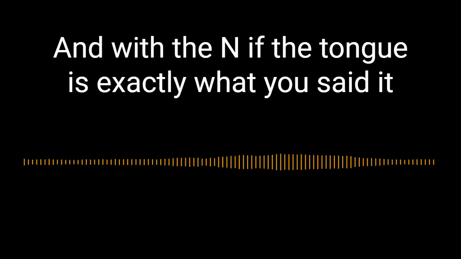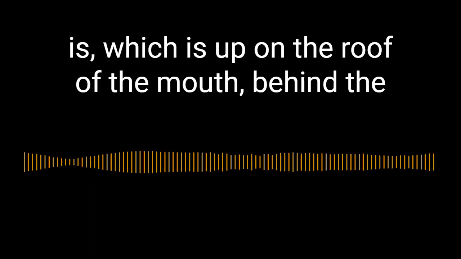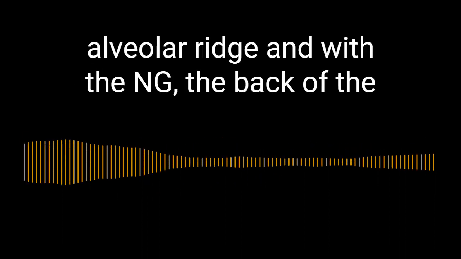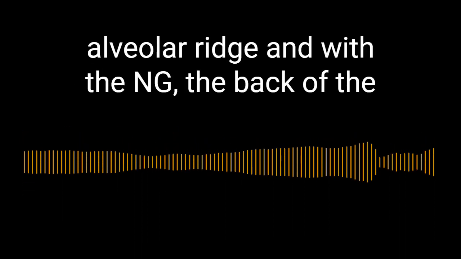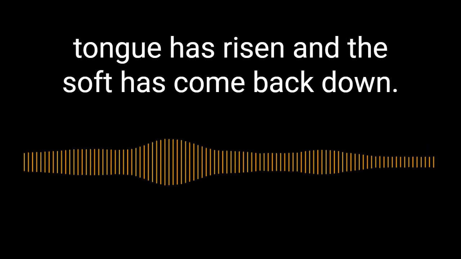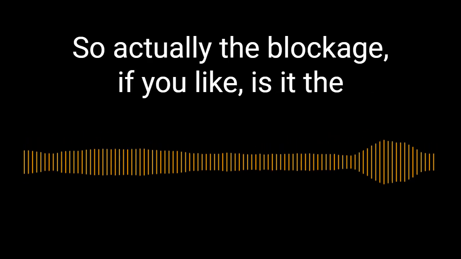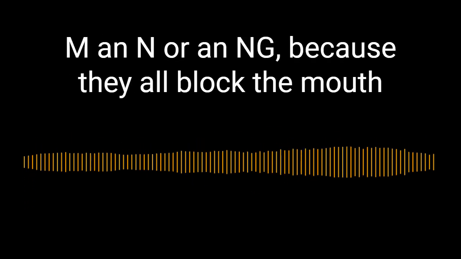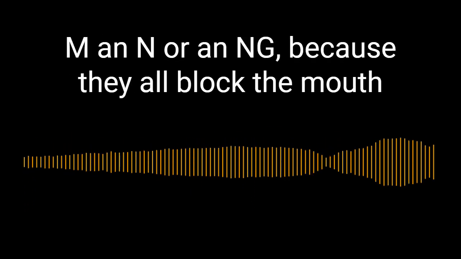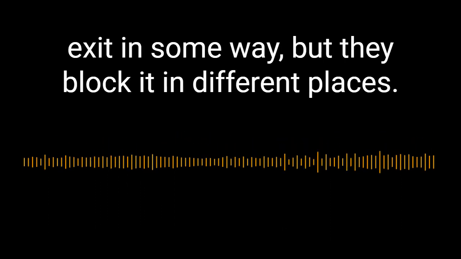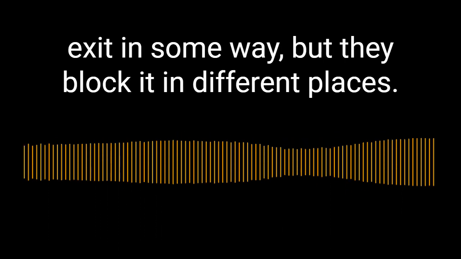And with the N, the tongue is exactly where you said it is, which is up on the roof of the mouth behind the alveolar ridge. And with the NG, the back of the tongue has risen and the soft palate has come back down. So actually the blockage, if you like, is at the back of your mouth. And it's the way that we can tell whether you're doing an M, an N, or an NG, because they all block the mouth exit in some way, but they block it in different places.